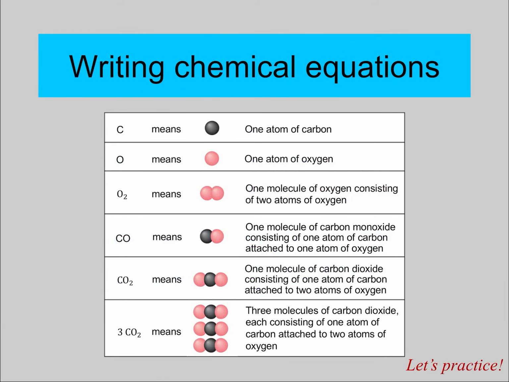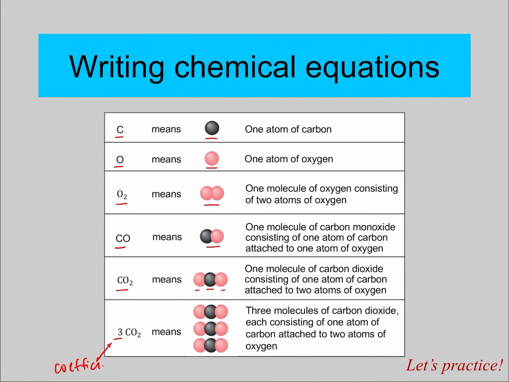There are some things I want to remind you of, that carbon by itself means 1 carbon atom, oxygen by itself is 1 oxygen atom, O2 is actually 2 oxygen atoms, CO is 1 of each, CO2 is 1 carbon with 2 oxygens. And when I write this, this is called a coefficient.